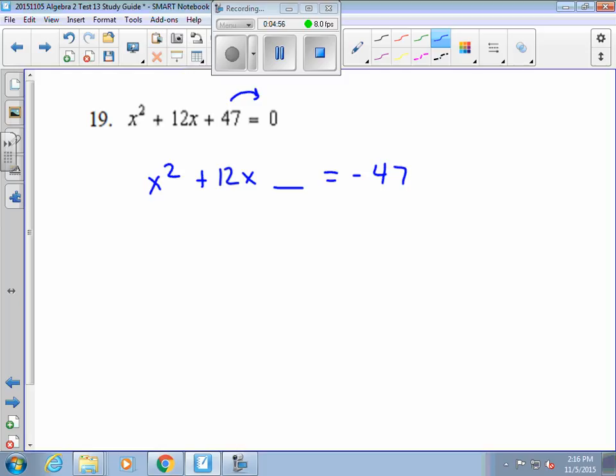Find a new value for C by using B's value. 12 divided by 2 is 6, and 6 squared is positive 36. If you add it to the left, add 36 to the right to keep it balanced.